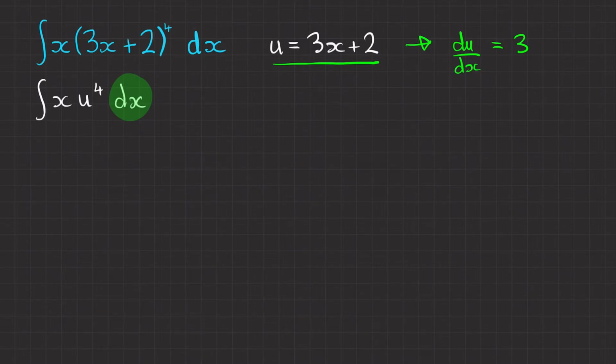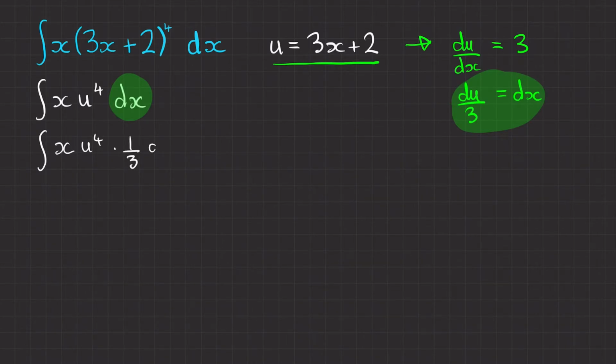Rearrange to get dx on a side on its own. So we'll divide both sides by 3 and times both sides by dx. So we'll have du over 3 equals dx. We can replace this dx value now with du divided by 3. So we'll have the integral of x u to the 4 multiplied by 1/3 du. Because it's been multiplied by a constant, I'm going to move this outside of the integral. So we'll have 1/3 of x u to the 4 du.